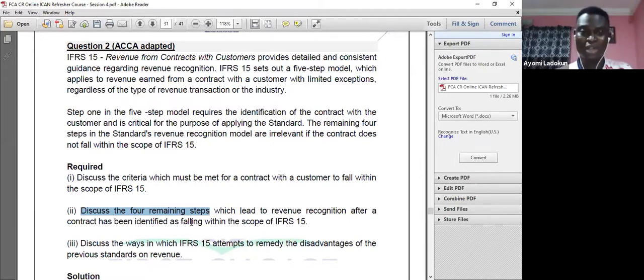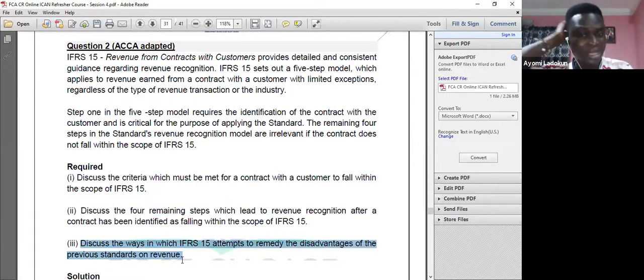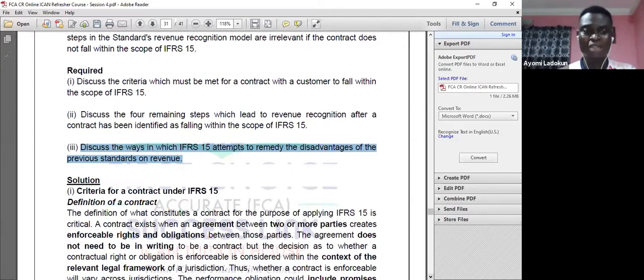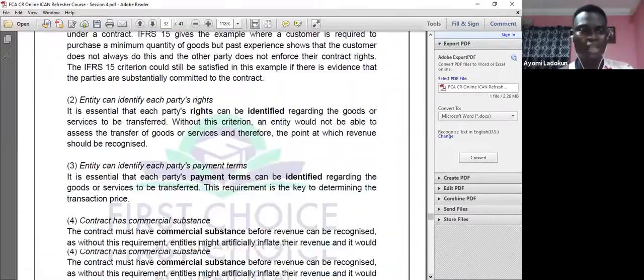That's it. All right. It now said discuss the ways in which IFRS 15 attempts to remedy disadvantages in the previous revenue standard. You remember when we were talking about the reasons for IFRS 15? That's it. You just discuss it and elaborate it. Expand it well, based on your understanding of the conceptual framework and of course IFRS 15. You just elaborate it and give them something to think about. But you have the solutions there to guide you.